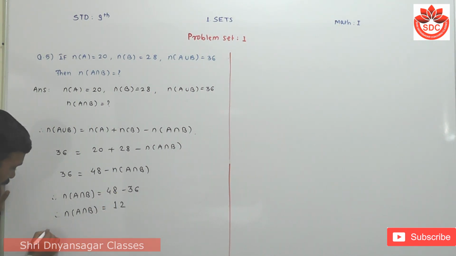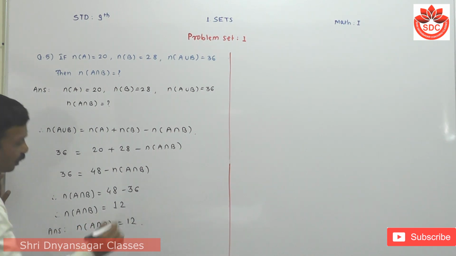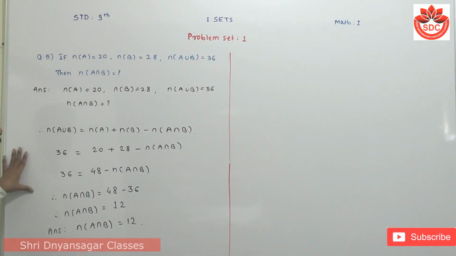That means the answer in a full sentence is, therefore n of A intersection B is equal to how much? 12. Very, very simple one, but very important example.